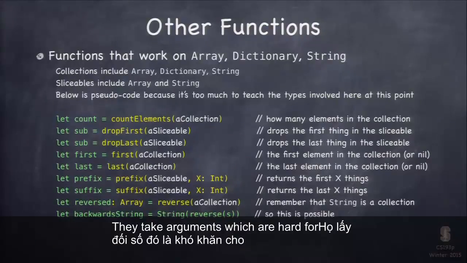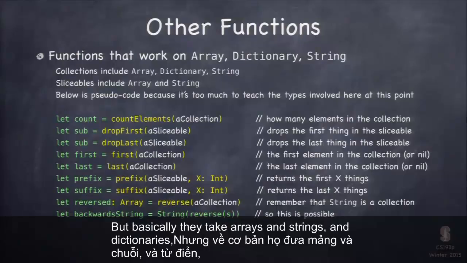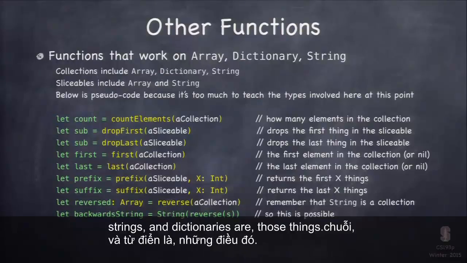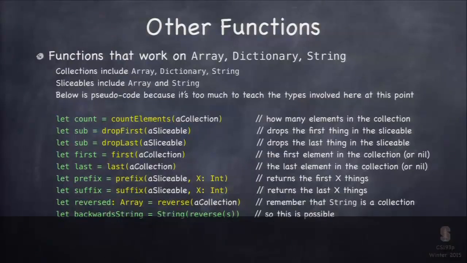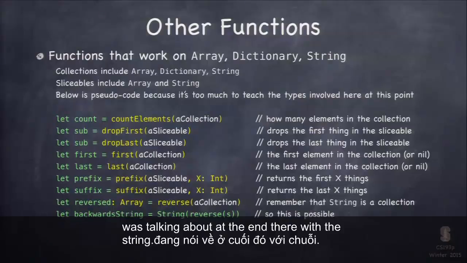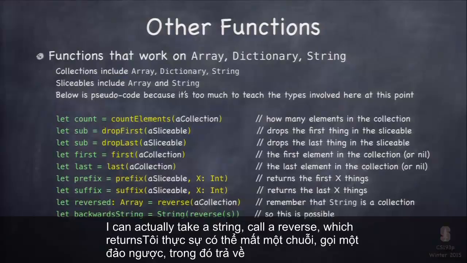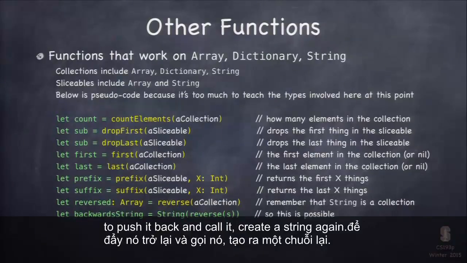They take arguments which are hard for me to explain to you right now, but basically they take arrays and strings and dictionaries, because they take other things that arrays and strings and dictionaries are. But you can look through this list, kind of interesting things. I can combine it with the thing I was talking about at the end there, with the string, passing an array of characters. I can actually take a string, call reverse, which returns an array of the characters reversed, and then call string to push it back and create a string again.